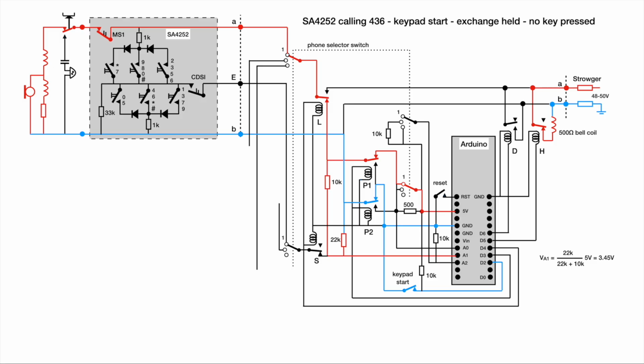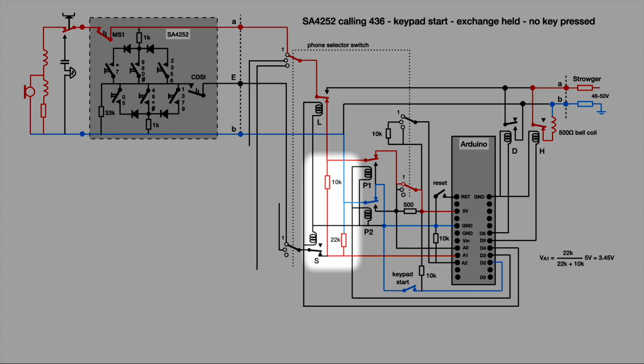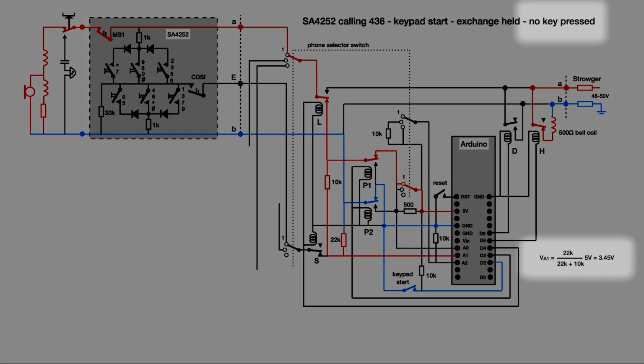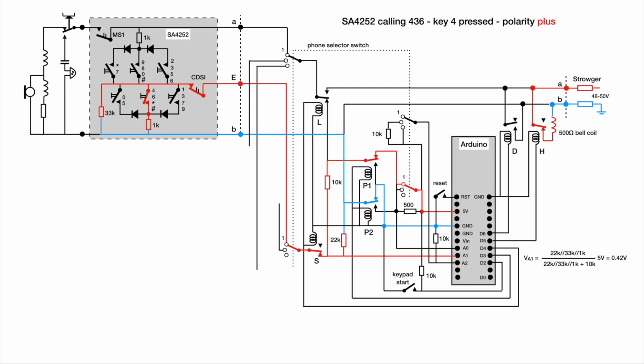The voltage at the E wire is read at input A1. The voltage is defined by the 10K and 22K resistors when no key is pressed. It's approximately 3.45 volt. A loop is formed between the E wire and the B wire of the keypad circuit when the number 4 key is pressed.